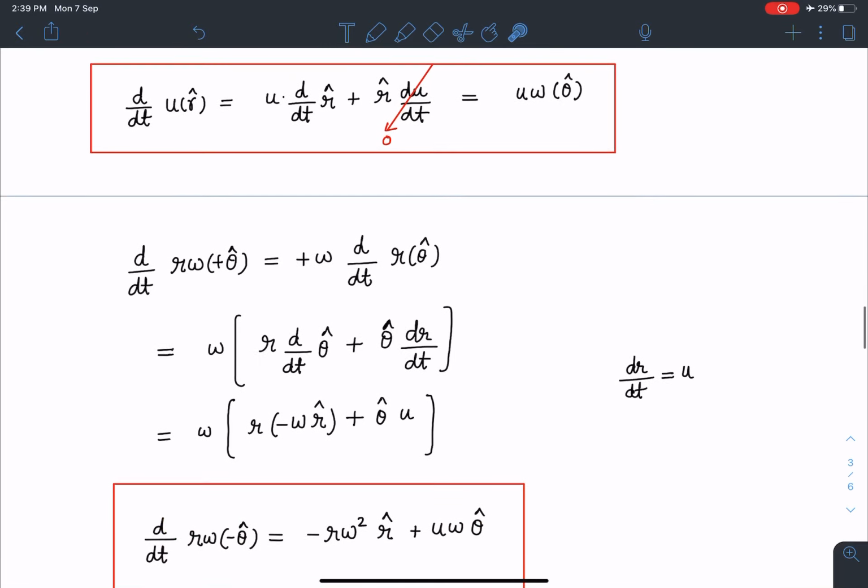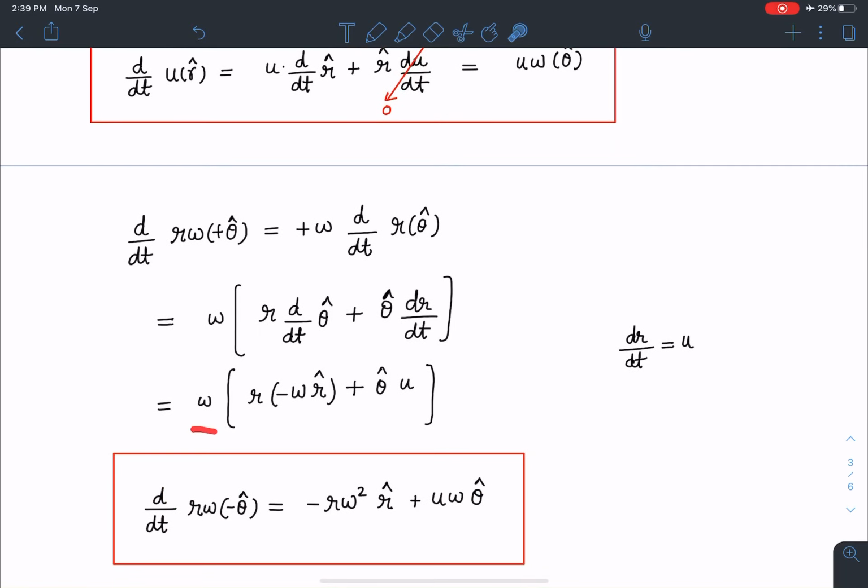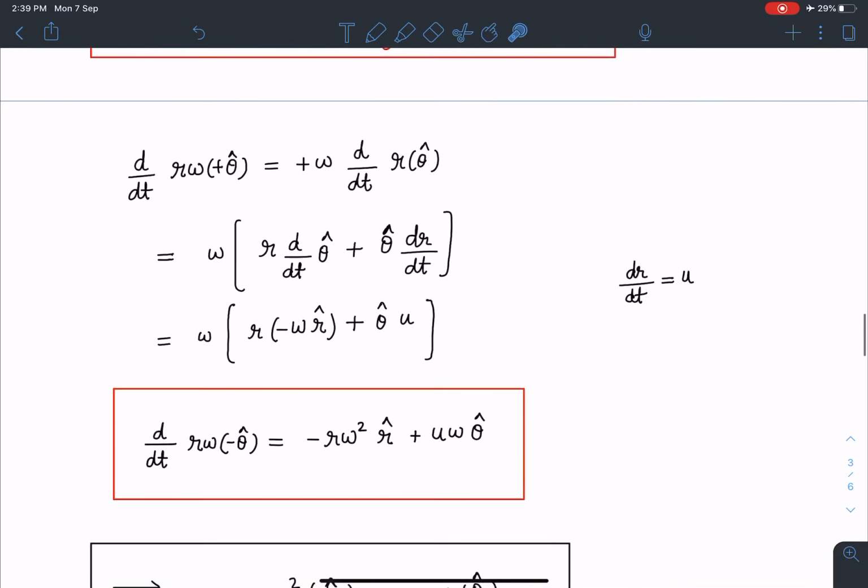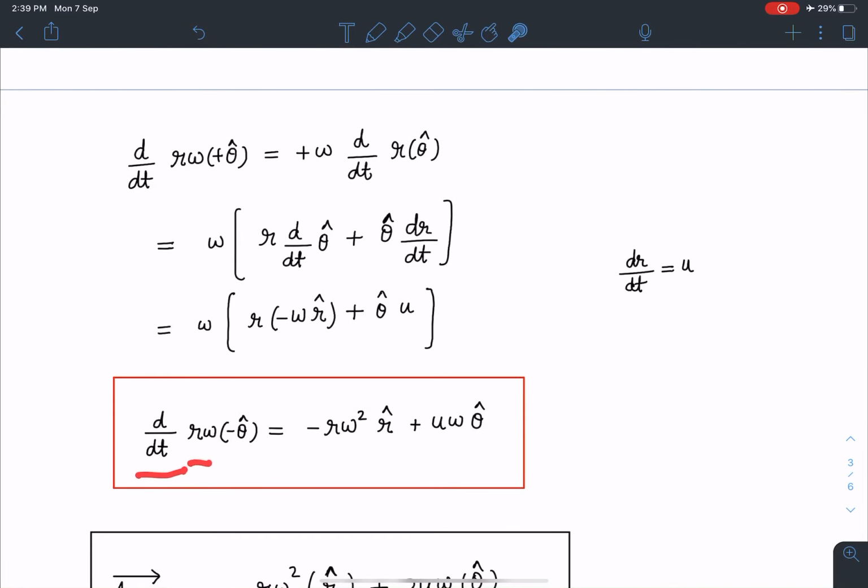So when I substitute values here, this omega is outside, and d by dt of theta cap, as I have discussed earlier, is going to be minus omega r cap. So that will become minus omega r cap, and similarly here theta cap times dr by dt. This dr by dt is u. So if I substitute values, I am going to get this d by dt of r omega theta cap. This value is equal to minus r omega square times r cap plus u omega theta cap.